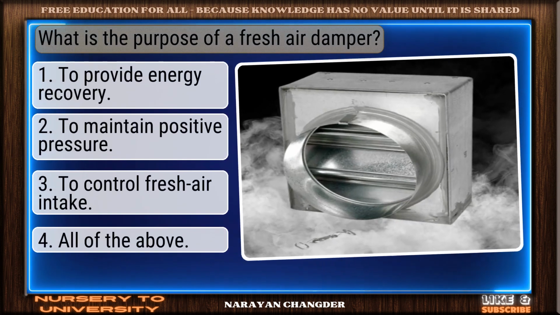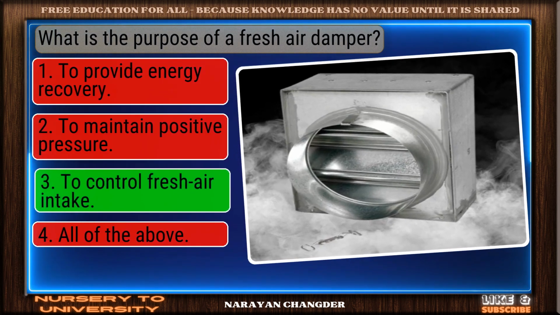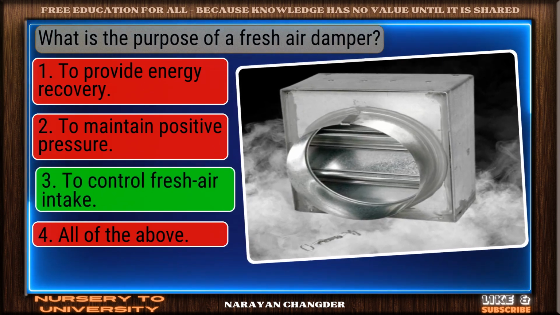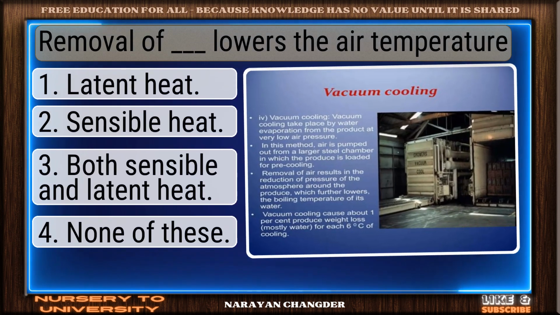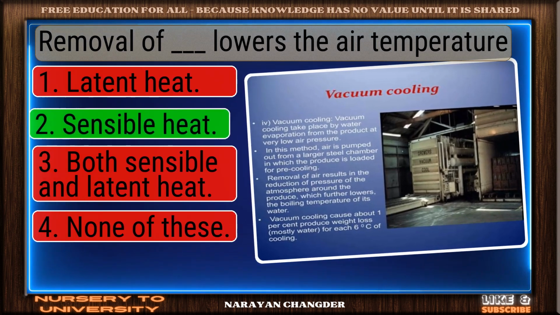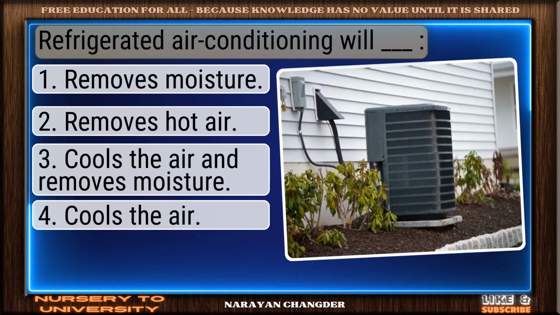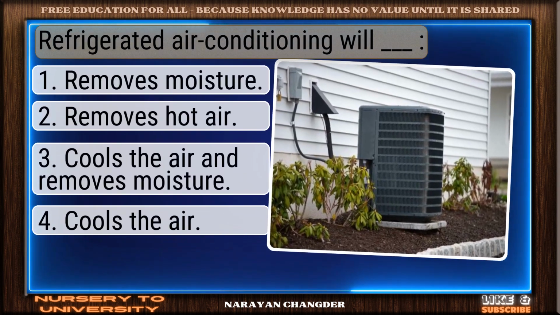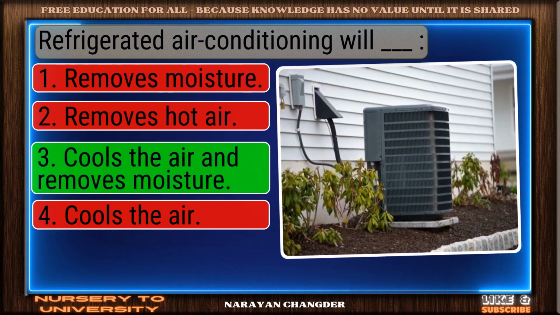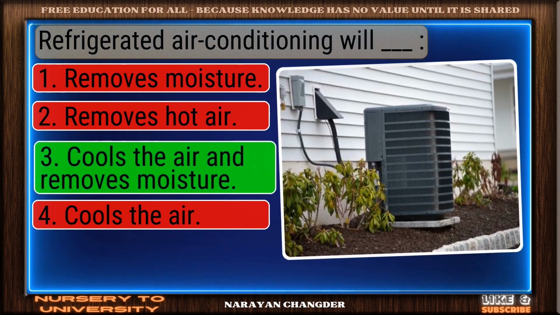What is the purpose of a fresh air damper? Good job. Your answer to control fresh air intake works well here. Removal of dash lowers the air temperature. Great job. Sensible heat is the accurate answer. Refrigerated air conditioning will dash E. On track. Cools the air and removes moisture is the correct answer.